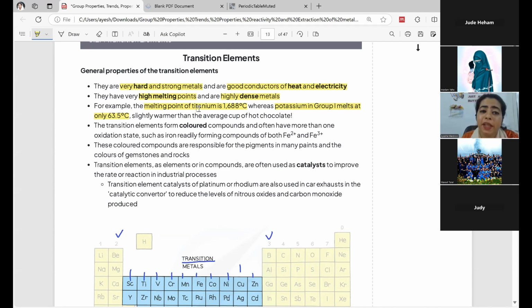Okay, then the next property is that transition metals form colored compounds and they have more than one oxidation state. I will talk about this oxidation state as well. What do we mean by oxidation state? And having more than one oxidation state, what does that mean?